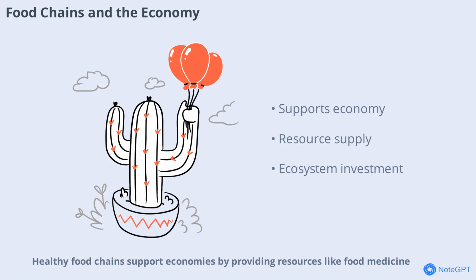Healthy food chains support economies by providing resources like food, medicine, and materials. Disruptions can lead to economic losses, especially in agriculture, fishing, and tourism. Investing in ecosystem health is not just good for nature, it's good for people and businesses too.